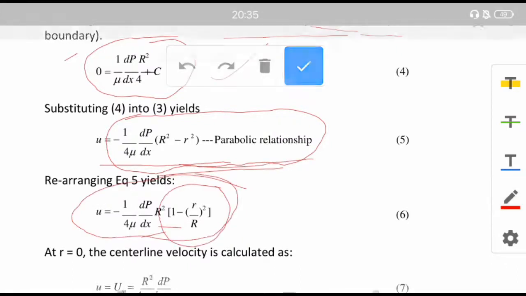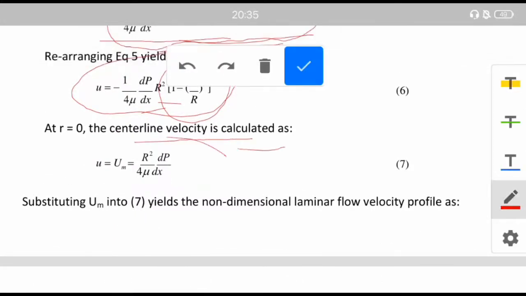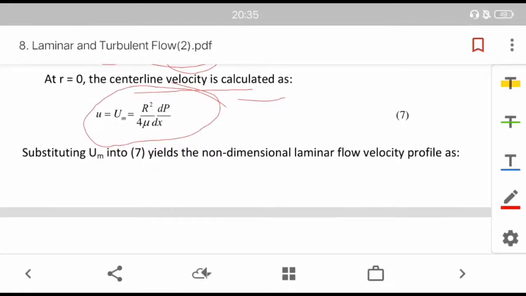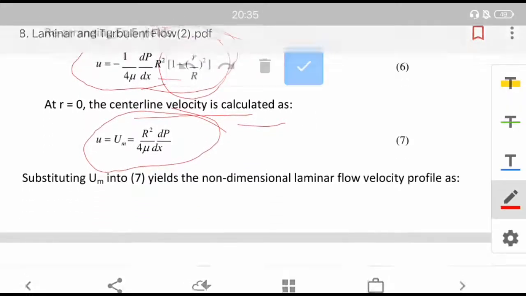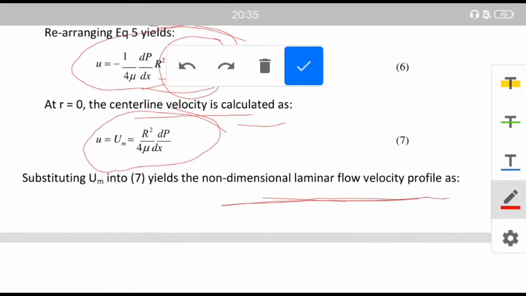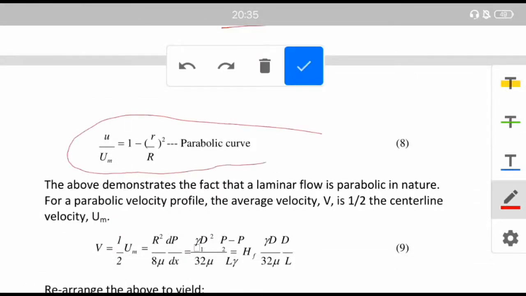At r equal to 0, the center line velocity is calculated as this one, and substituting capital Um into equation 7 yields the non-dimensional laminar flow velocity profile as this one. This is our non-dimensional velocity flow profile, and it is a parabolic curve.